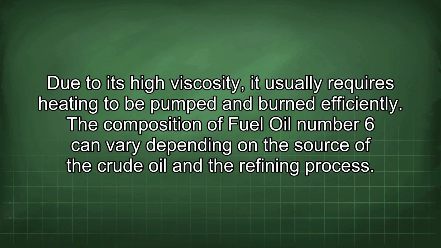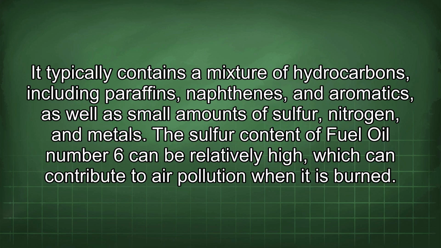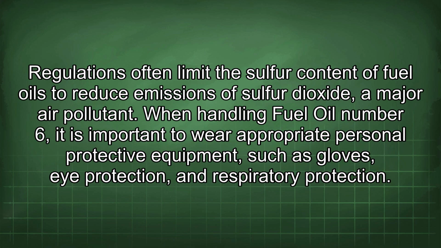The composition of fuel oil number 6 can vary depending on the source of the crude oil and the refining process. It typically contains a mixture of hydrocarbons, including paraffins, naphthenes, and aromatics, as well as small amounts of sulfur, nitrogen, and metals. The sulfur content of fuel oil number 6 can be relatively high, which can contribute to air pollution when it is burned. Regulations often limit the sulfur content of fuel oils to reduce emissions of sulfur dioxide, a major air pollutant.